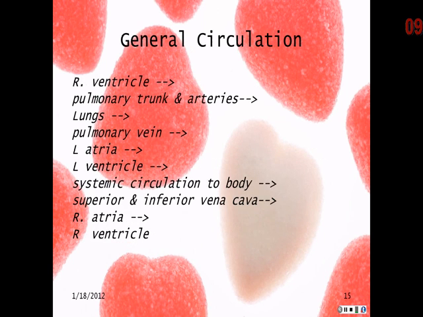The general path of blood flow through the heart, body, and lungs starts in the right ventricle, where it is carried through the pulmonary trunk and arteries to the lungs. Here the blood picks up oxygen and returns to the heart through the pulmonary vein and enters the left atria. Next, the blood moves to the left ventricle, where it exits into the aorta and is carried to the various parts of the body. It finally returns to the heart through the superior and inferior vena cava and enters the right atria and back into the right ventricle.